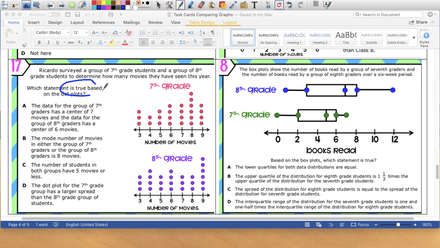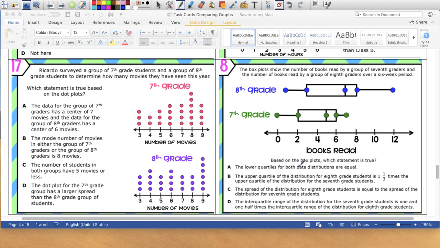18, because I want the one that's true, right? So 18. Box plots show the number of books read by a group of 7th graders and the number of books read by a group of 8th graders over 6 weeks. So 8th graders, 7th graders. Let's see which one is true.